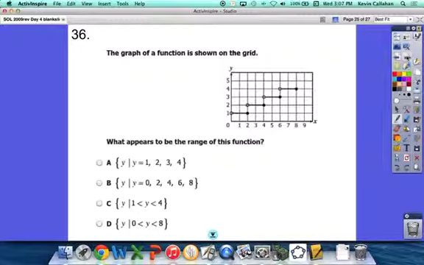1, 2, 3, 4, right? There's no values in between. It's just at those levels. 1, 2, 3, 4. That's the answer. What would you say is the domain of that function? Not in the question, but what would you say is the domain?